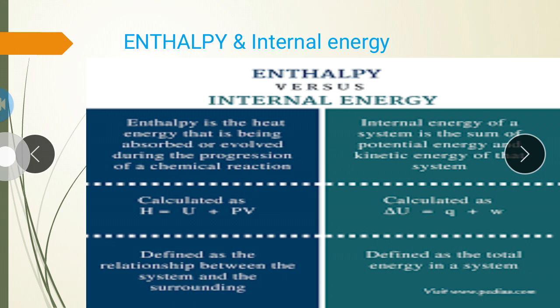Enthalpy is calculated as H is equal to U plus PV, and in the case of change in internal energy, it is calculated like this, delta U is equal to Q plus W. Enthalpy is defined as the relationship between the system and the surrounding. And in the case of internal energy, it is defined as the total energy in a system. So with this we can conclude the definition and understanding concept of enthalpy. Thank you.